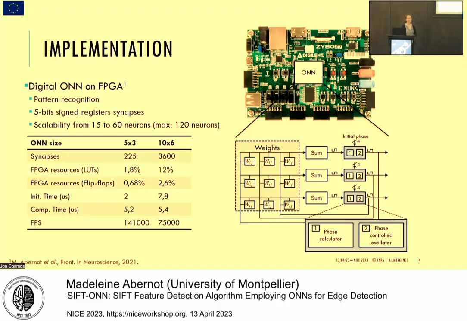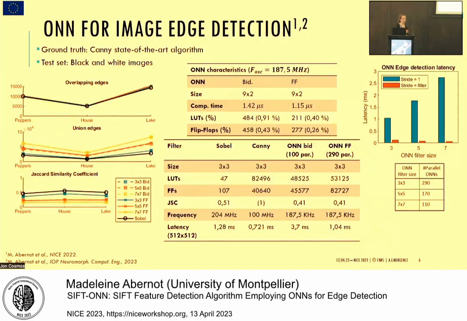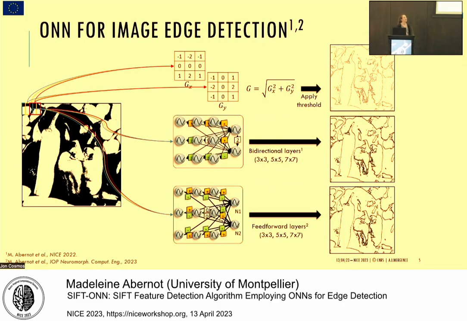One solution we found is to look more into conventional artificial intelligence with layered architecture. We started with 2 layers first, and we were able to replace convolutional filters with a 2-layer ONN to perform image edge detection.